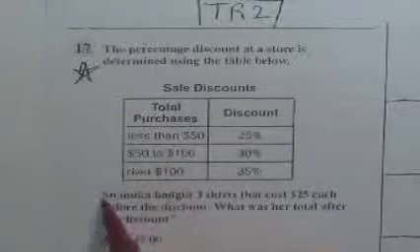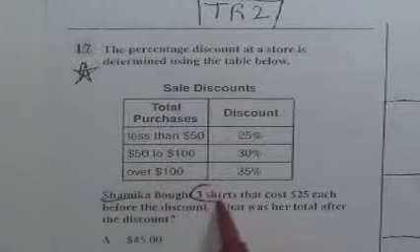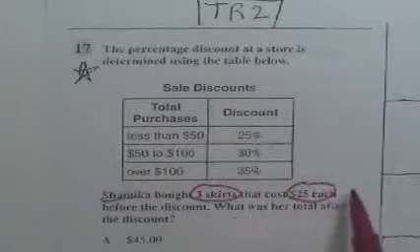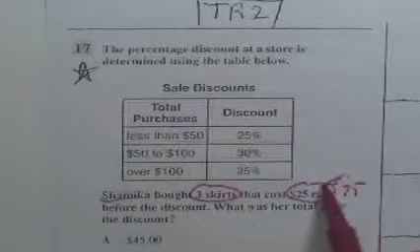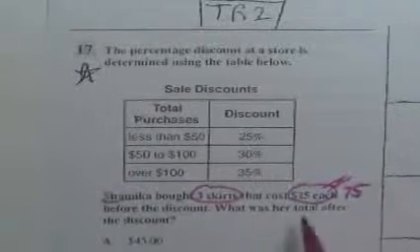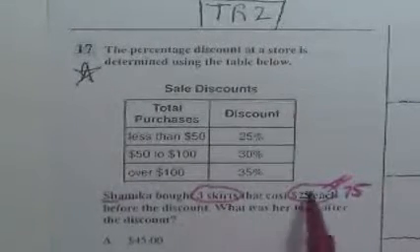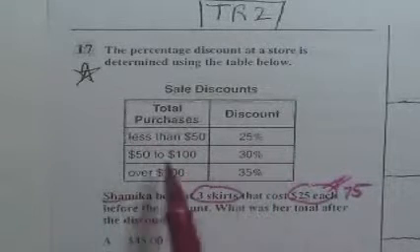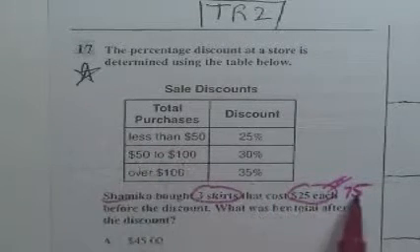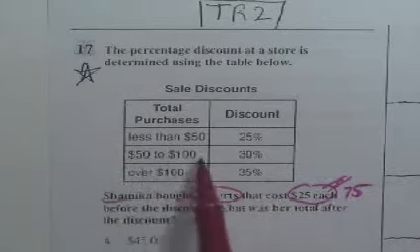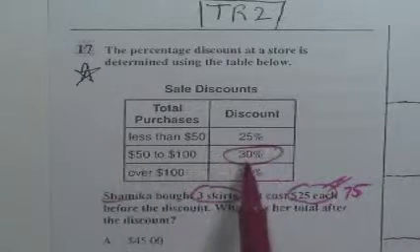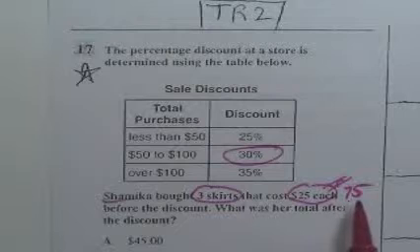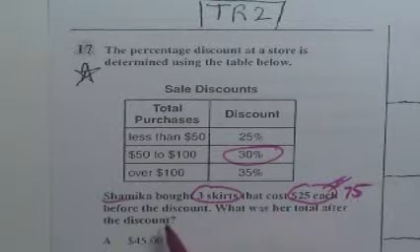Number 12, Shamika buys 3 shirts for $25 each. That means she spends $75. She'll get a discount for that. So let's see, less than $50 is 25%, $50 to $100, that's how much she spent, then she'll get a 30% discount. So we're going to take 30% of 75 and find out what her discount is.